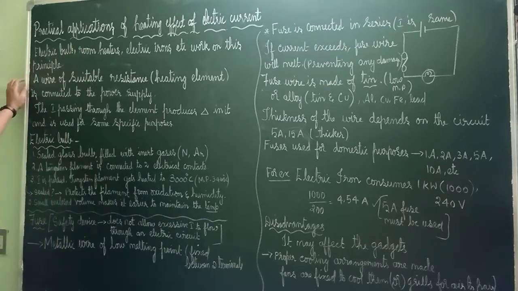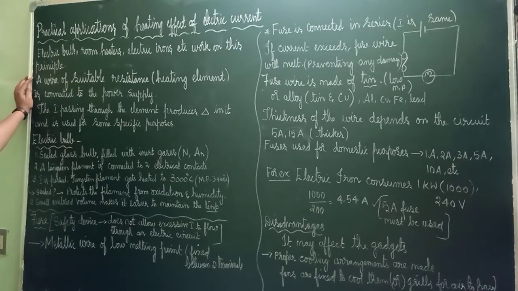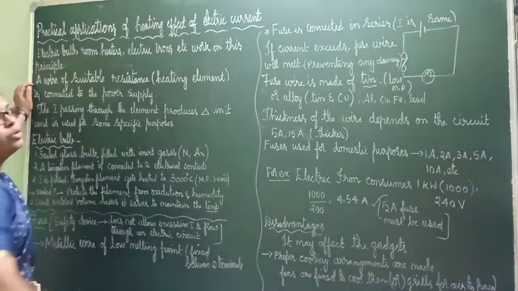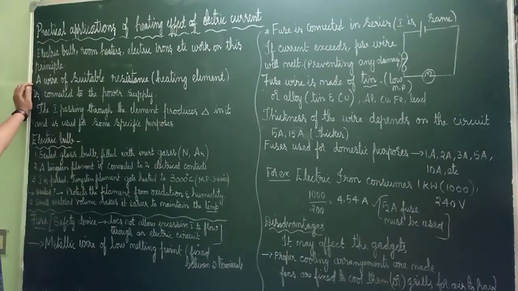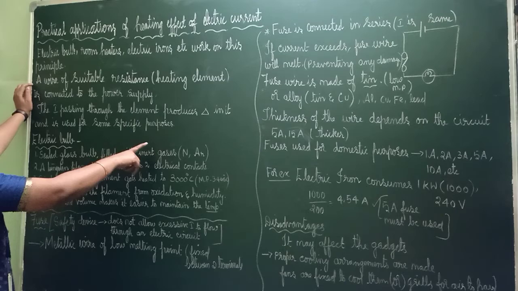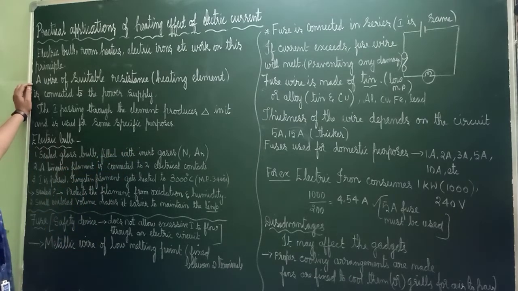Here, a wire of suitable resistance is called the heating element. A wire of suitable resistance is connected to the power supply in all these appliances. Now current is allowed to pass through the element. When it moves through that, this heating element produces heat, and this heat is used for specific purposes. This is the principle behind this.